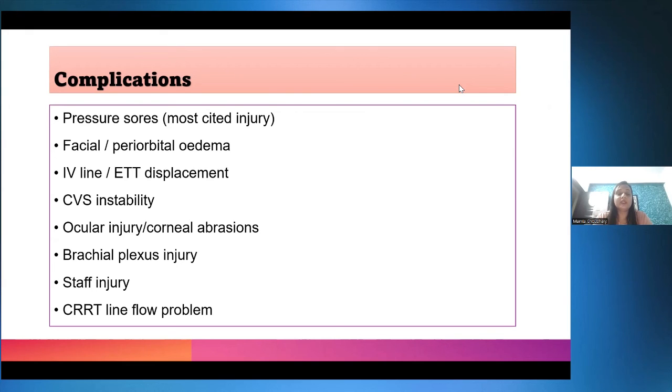Another complication that can be seen in this patient could be brachial plexus injury. The reason is incorrect arm positioning, especially if abducted beyond 90 degrees, leading to stretching or compression. Prolonged nerve compression results in neuropraxia or permanent damage. Poor padding or malposition of the shoulder girdle can increase this risk. Access site injuries can also be seen, and in CRRT, continuous renal replacement therapy, inflow problems can also be seen in these patients.